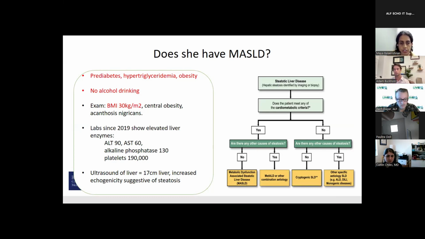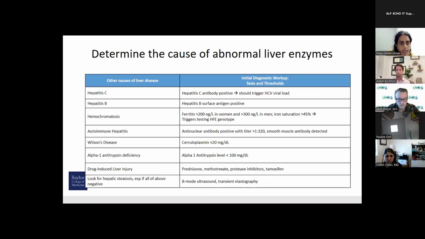They have MASLD, but you also have to make sure the patient doesn't have another cause of steatosis in their liver driving the steatosis, because that would change management. So the other common one being alcohol. This patient doesn't drink any alcohol, so the steatosis is most likely entirely driven by MASLD. But you also need to make sure her abnormal liver enzymes are not driven by another cause.